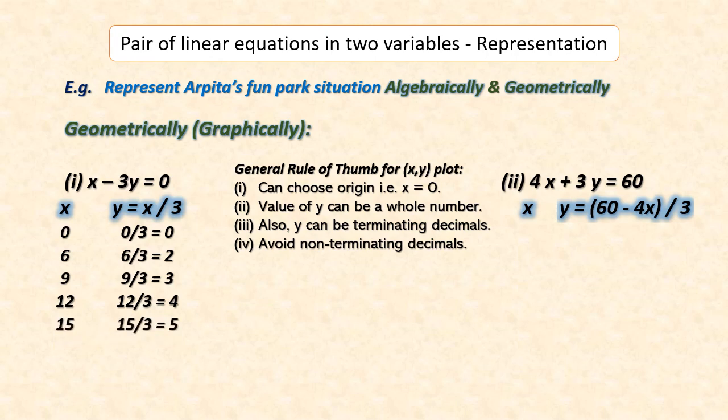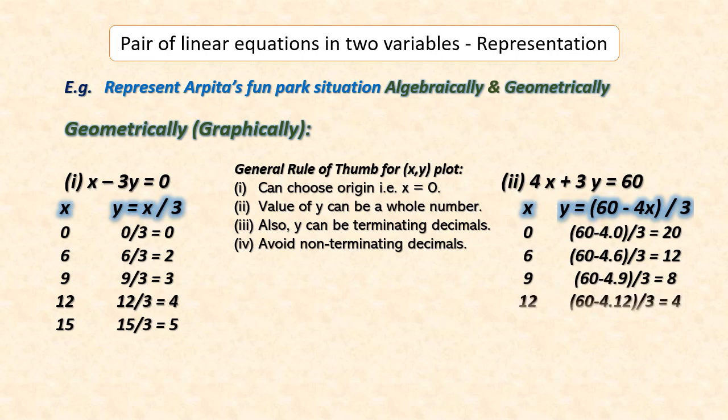From the second equation, y equals (60 - 4x) by 3. When x is 0, y is 20. When x is 6, y is 12. When x is 9, y is 8. When x is 12, y is 4. When x is 15, y is 0.